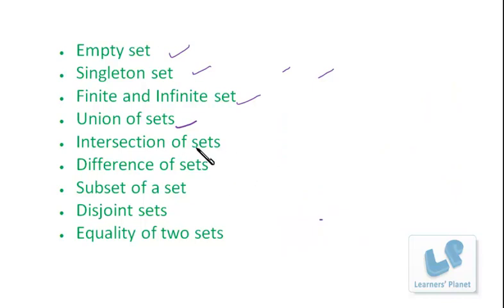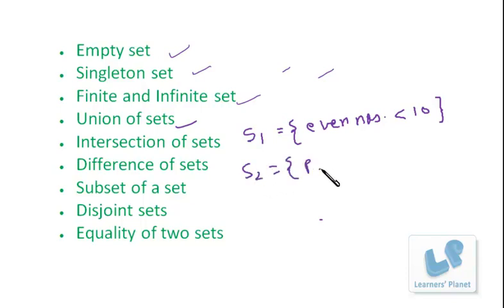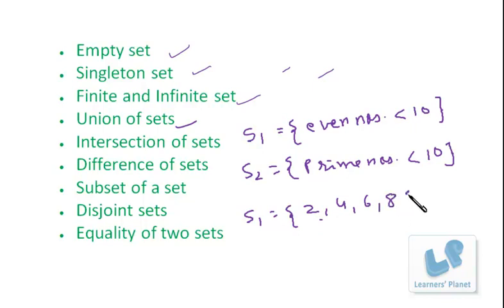Now I take one more example. Suppose I have a set S1, defined as even numbers less than 10, right? And set S2 is prime numbers less than 10, right? Now what is S1? Even numbers less than 10, that is 2, 4, 6 and 8, right? And S2, prime numbers less than 10, will be 2, 3, 5, 7.